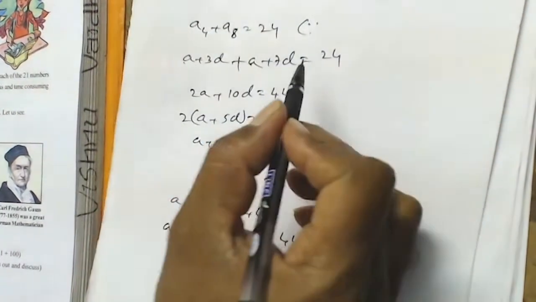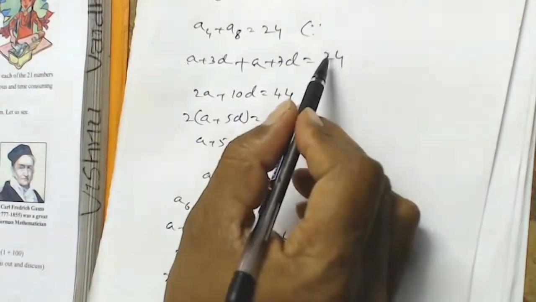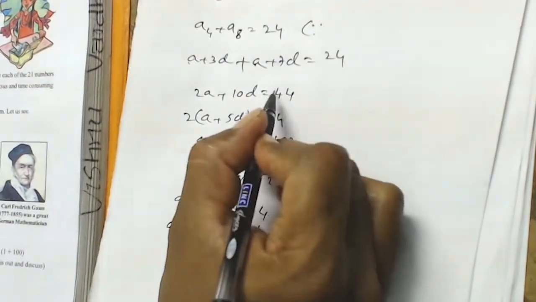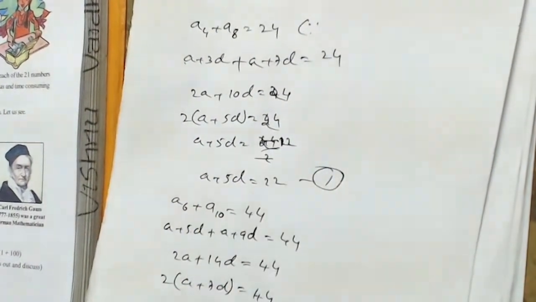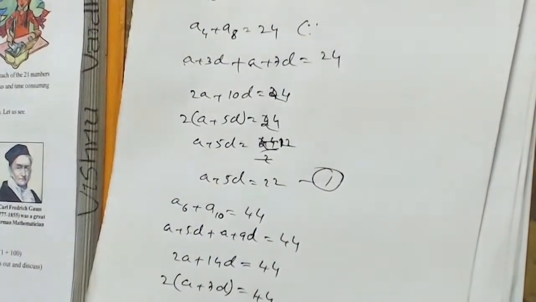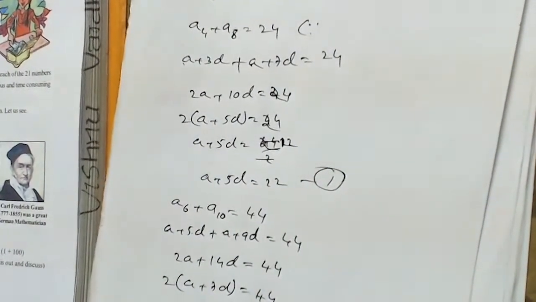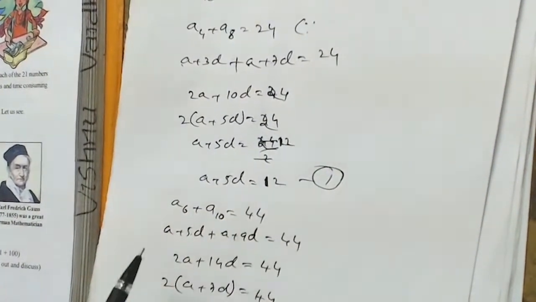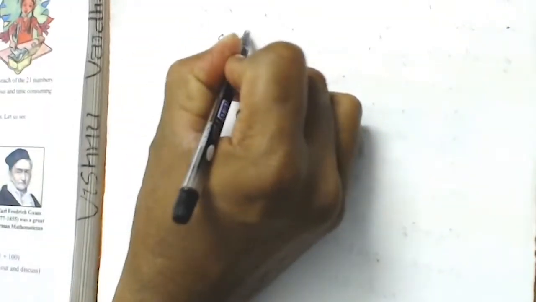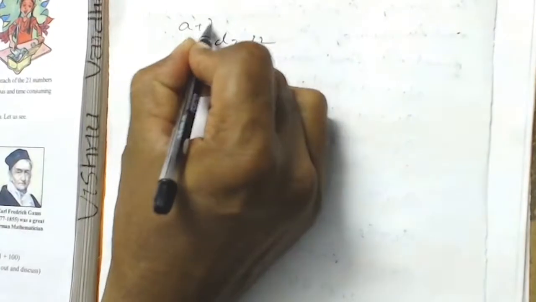So here it is 24, not 44. First one is 24, next one is 44. Here 24 divided by 2 is 12, and here 44 is the correct answer, giving 22. So the second equation is A plus 7D is equal to 22. The first equation is A plus 5D is equal to 12. I'll copy these two equations here. First equation: A plus 5D is equal to 12. Second equation: A plus 7D is equal to 22.